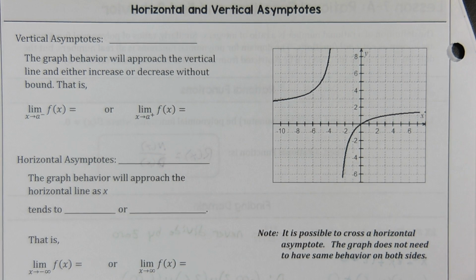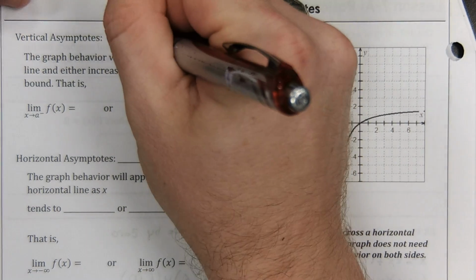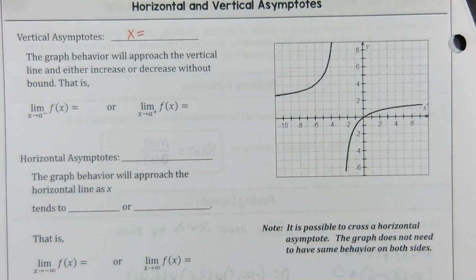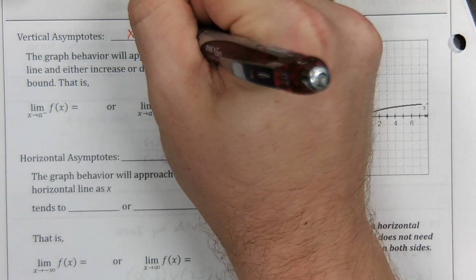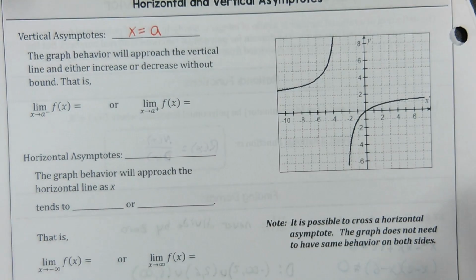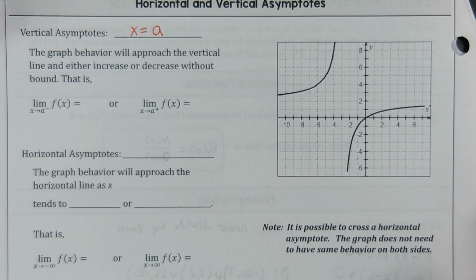All vertical asymptotes are, ready for this? Vertical lines. They're all vertical lines, okay? And all vertical lines have the same kind of equation. They are all x equals some number. We will say that number is a, meaning it could be any number we want it to be.